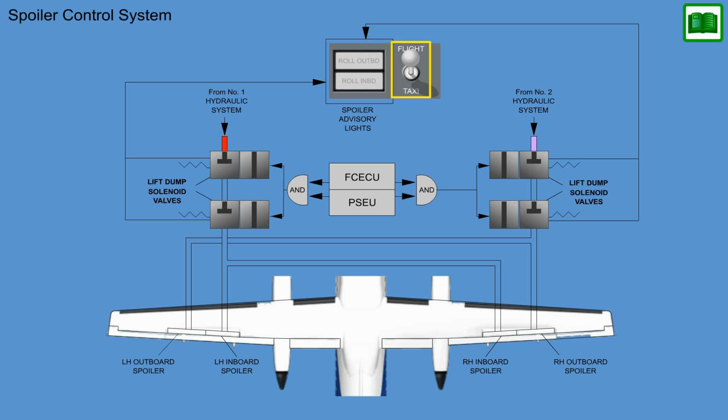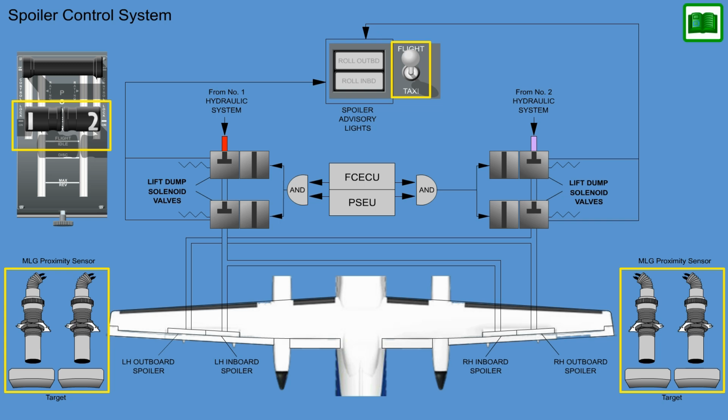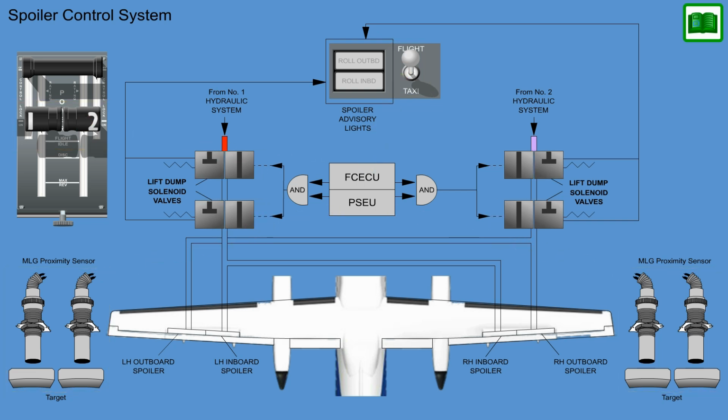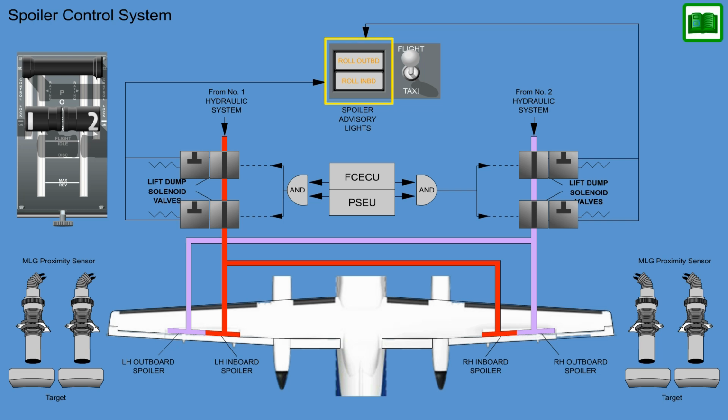The flight taxi switch is in the flight position. The power levers number 1 and 2 are positioned to less than flight idle plus 12 degrees. And the weight on wheels proximity sensors on both landing gear detect the aircraft has landed. As soon as the Flight Control Electronic Control Unit and the Proximity Sensor Electronic Unit receive these input signals, the lift dump valves are energized open, and hydraulic input commands are sent to the power control units to fully extend both inboard and outboard spoilers. When all spoilers are deployed, the roll inboard and roll outboard advisory lights illuminate.